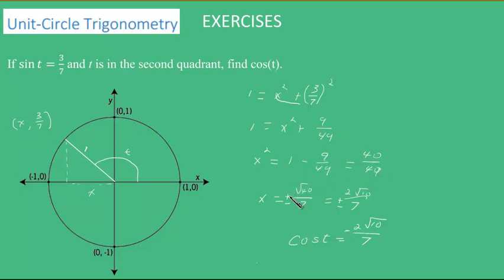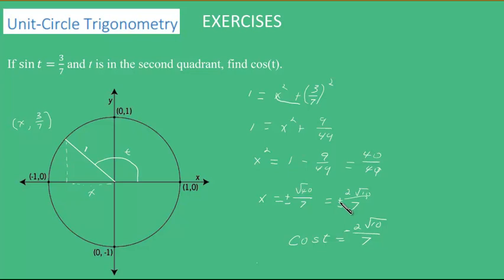That's then going to be, x is going to be plus or minus the square root of 40 over 7. That's plus or minus 2 square root of 10 over 7. The square root of 40 is the square root of 4 times 10, and the square root of 4 is 2. That's how we got this.